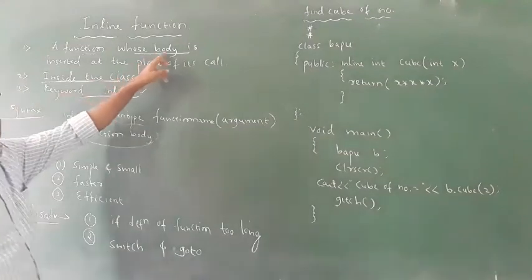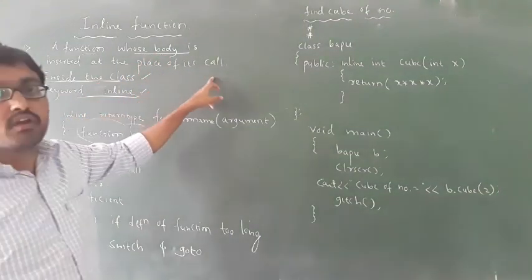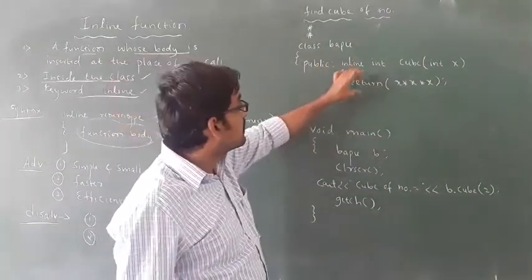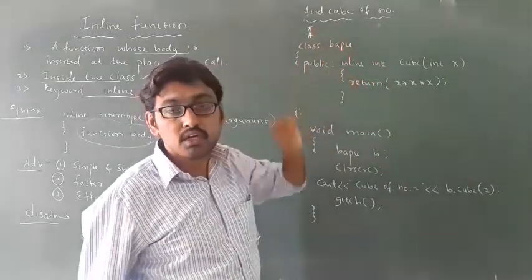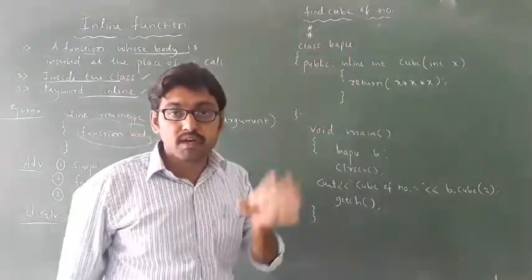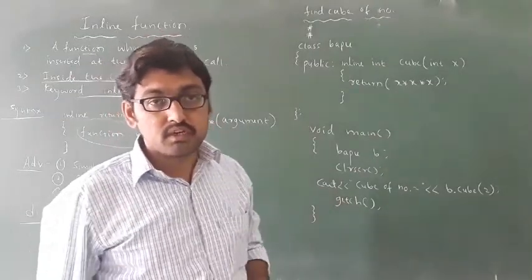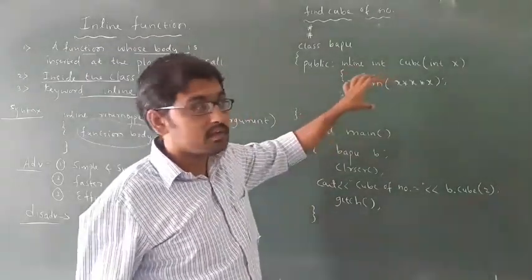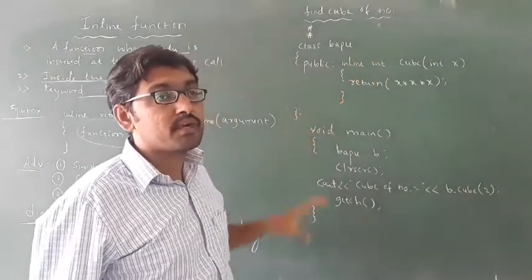An inline function means the function body will be inserted at the place of its call. See, this is a small program I am writing here. This is the body. This is how to find the cube of a number. Cube of a number means, for example, x raised to 3: 3 raised to 3, 2 raised to 3. You have to find these. How do we find the cube of a number using an inline function?